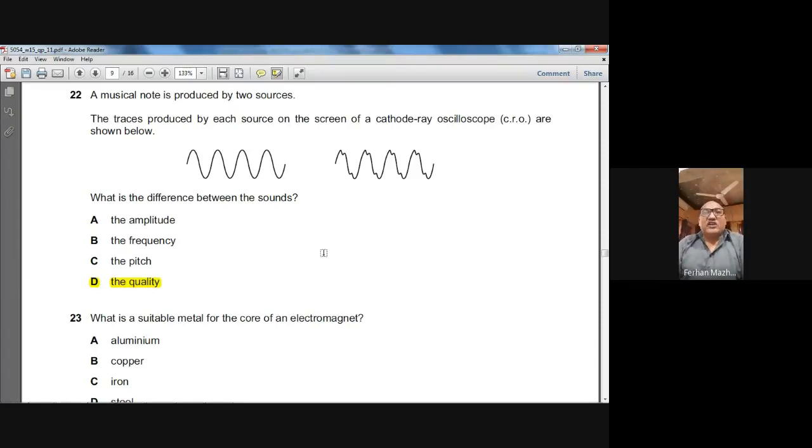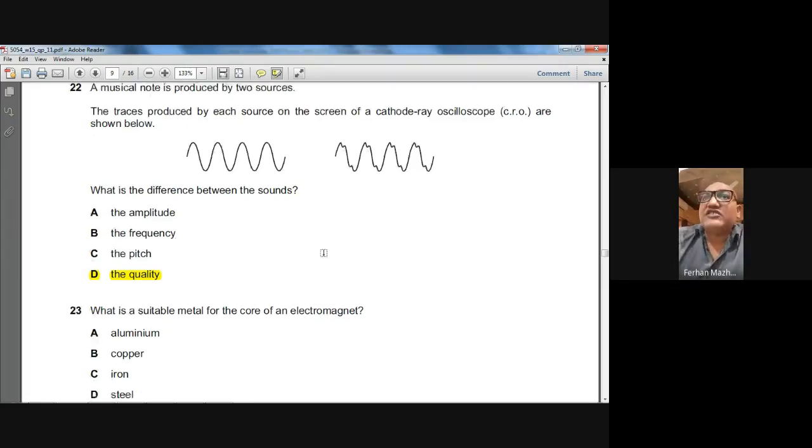D is the right choice. Question number 22, D is the right choice. The marking scheme also says D.